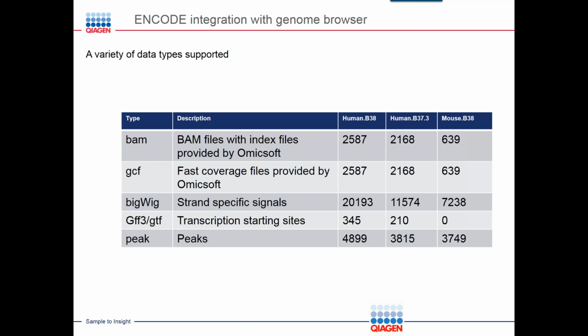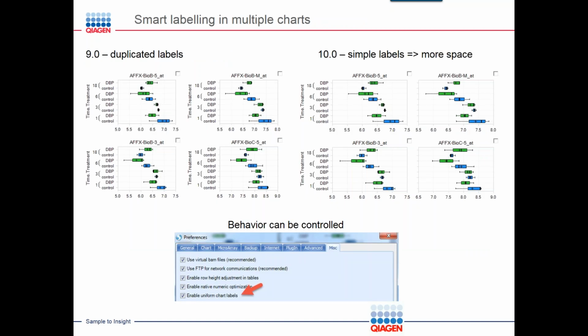But the point is that with ENCODE integration, the user can access one or hundreds of these tracks out of the 60,000 instantly. That's our goal. So basically, the user can use Omicsoft Genome Browser as a visualization tool for any or all of the ENCODE data.